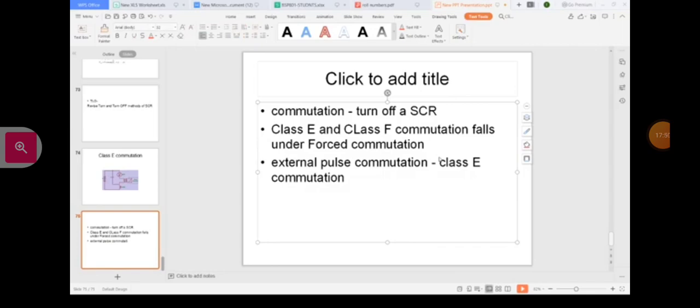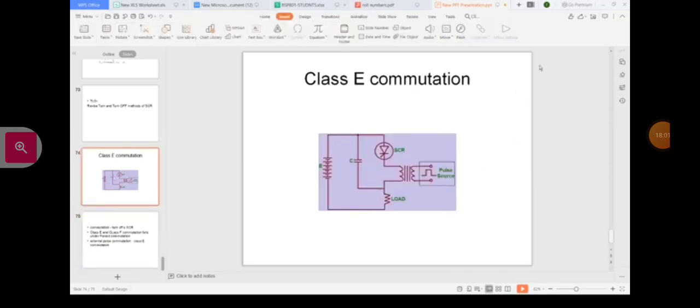This external pulse is taken from a separate voltage source. As you can observe in the circuit diagram for class E commutation, it consists of a voltage source, which is denoted by E.